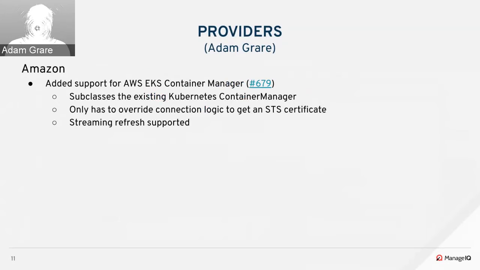because Amazon uses an STS certificate ticket to authenticate to Kubernetes. So we're actually using the existing access key and secret key that you would use for an Amazon Cloud Manager. We're using those same credentials to ask for an STS certificate and then connect that way.